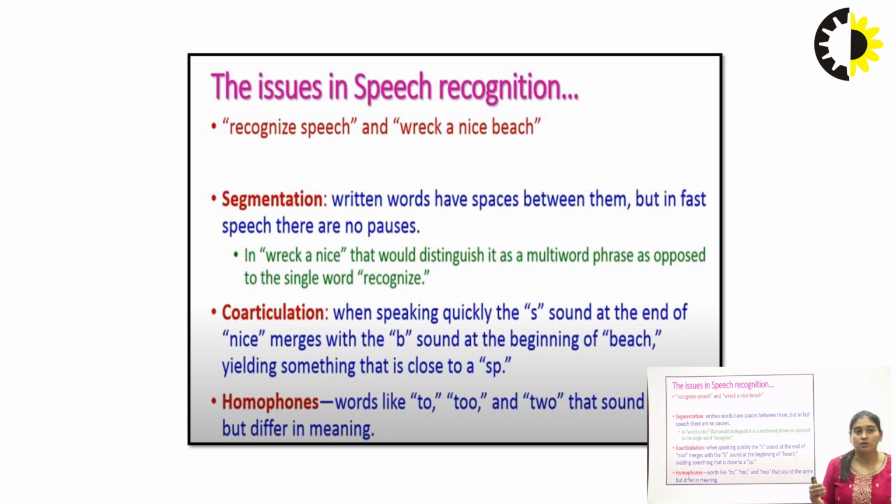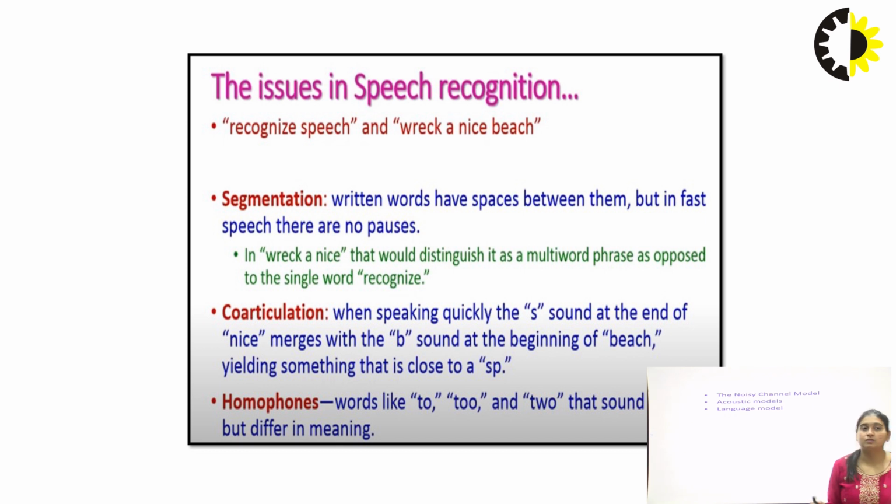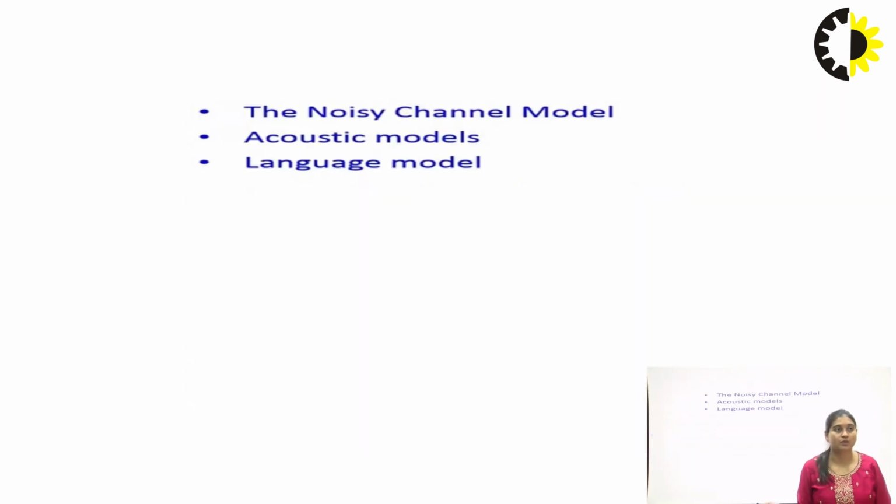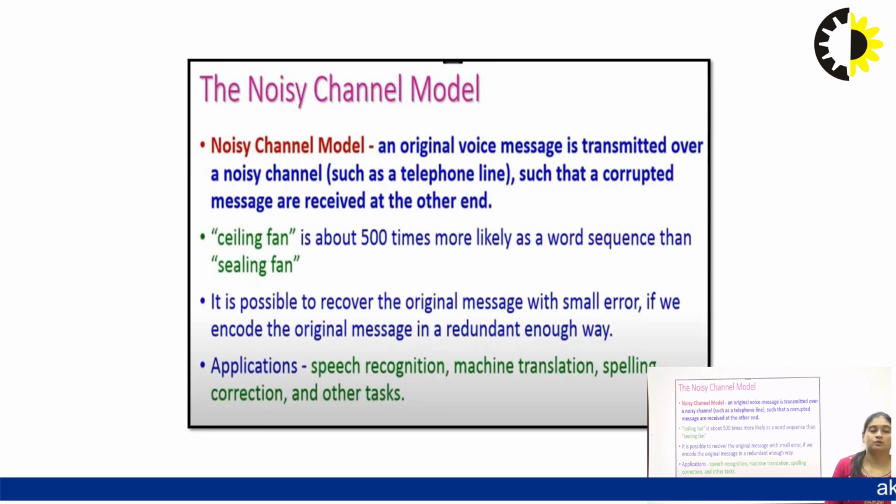How do we know that it's TOO, not TW or TO? So this is a problem of homophones. Then there are three models: noisy channel model, acoustic models, and language models. First we'll see these models one by one.